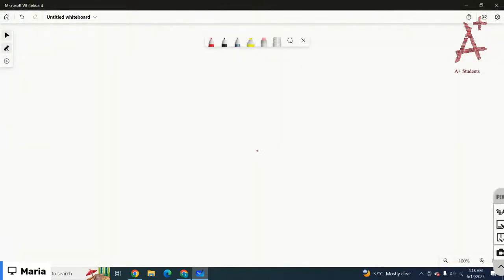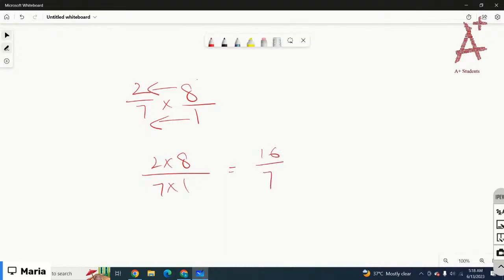It would be 2 by 7 times 8. So 8 is a whole number and 2 by 7 is a fraction. 8 doesn't have any denominator. If you don't have any denominator with a whole number, that means the denominator would be 1. Got it? Now you are going to multiply two fractions. So when multiplying fractions, you have to do numerator times numerator and denominator times denominator. You do 2 times 8 and 7 times 1. So 2 times 8 is 16 and 7 times 1 is 7.